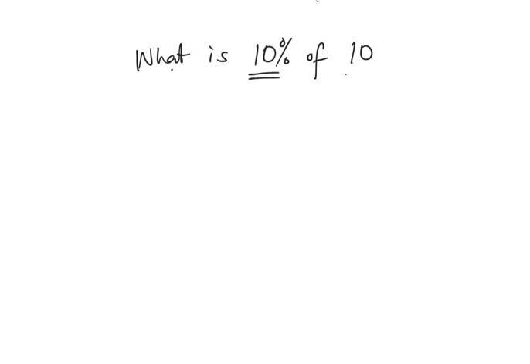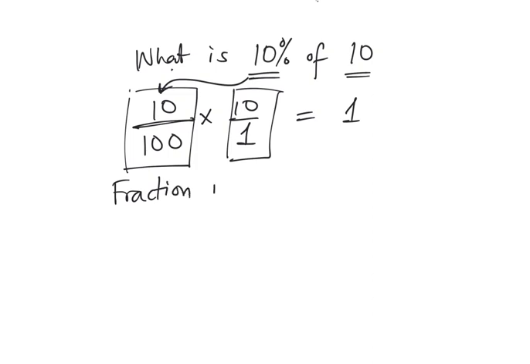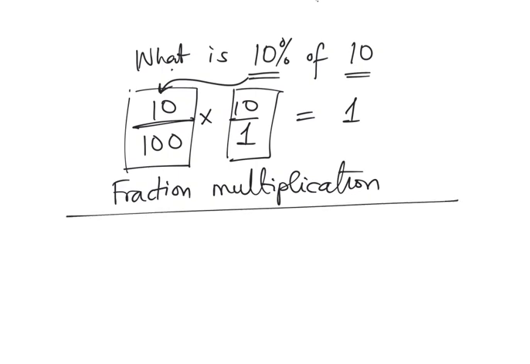So 10% of 10, as you would recognize, is 1, which can be solved out to be 10 over 100, right? That's the part for the percent, times 10, which will equal 1. Well, let's go ahead and solve this and see how we get 1. 10 divided by 100, again representing the 10%, times 10 over 1. We're going to use fraction multiplication. Remember, with fraction multiplication, you do not have to have a common denominator. All you need is you can multiply the numerators together and the denominators together.